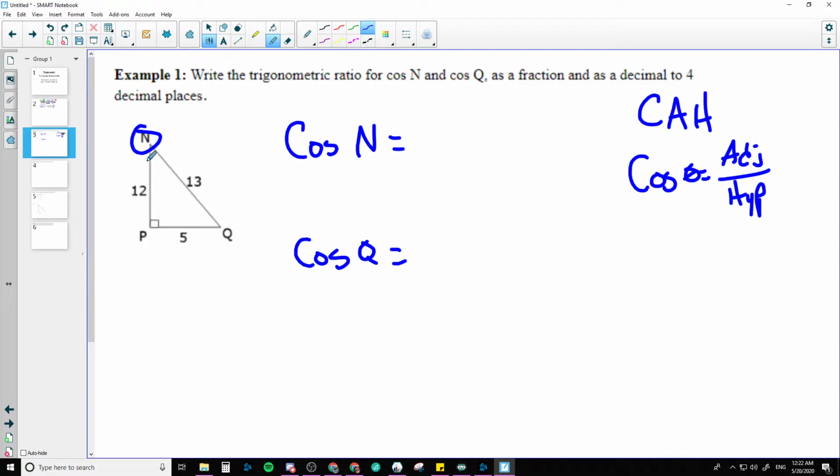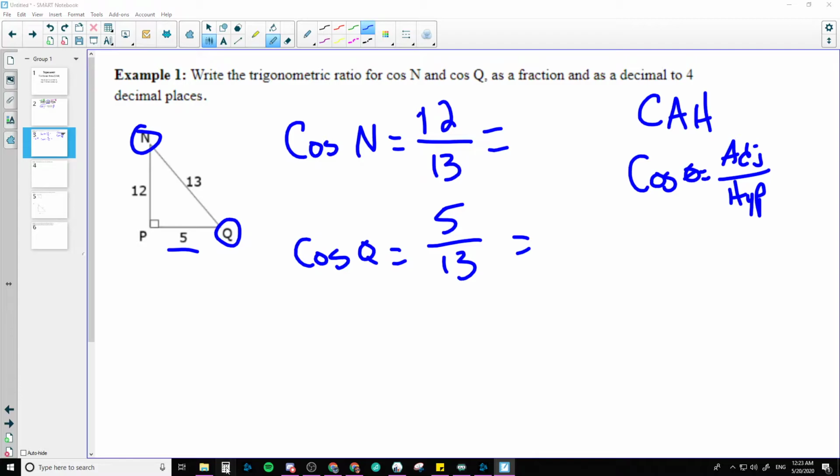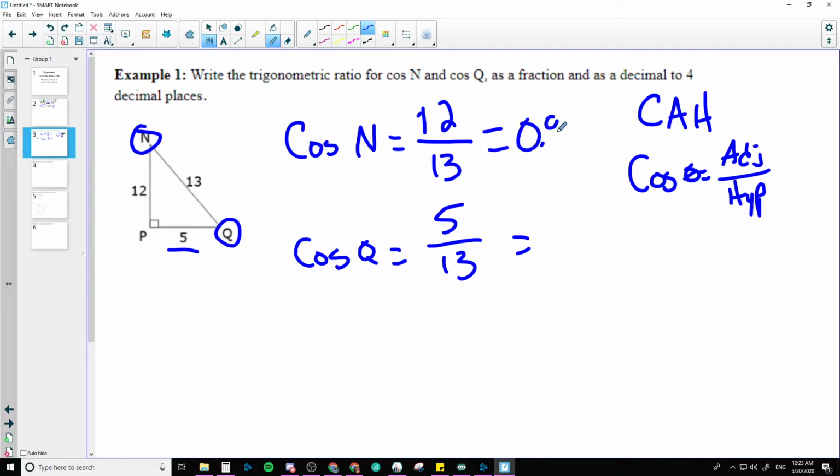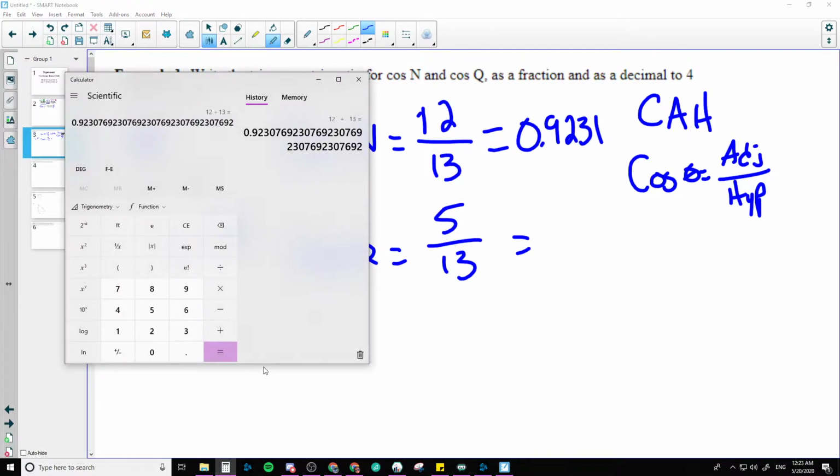The adjacent side to N that's connected that is not the hypotenuse is 12. And the hypotenuse is 13. For cosine of Q, the side that is adjacent that is not the hypotenuse is 5. And the hypotenuse, again, is 13. Now, when we put these into our calculator to get a decimal to 4 decimal places, we can go 12 divided by 13. We get 0.9231. And for the other one, 5 divided by 13, we get 0.3846.